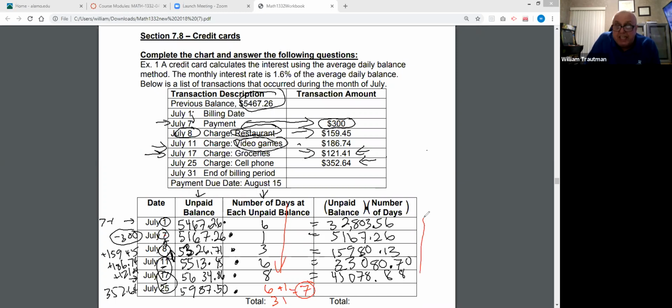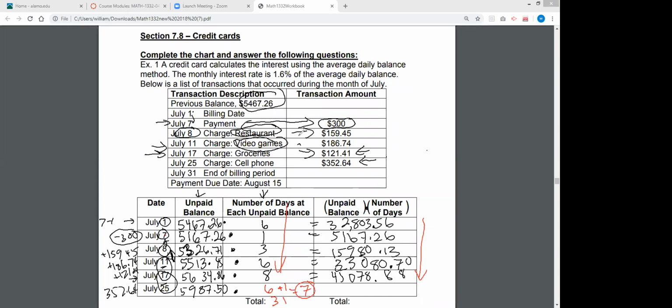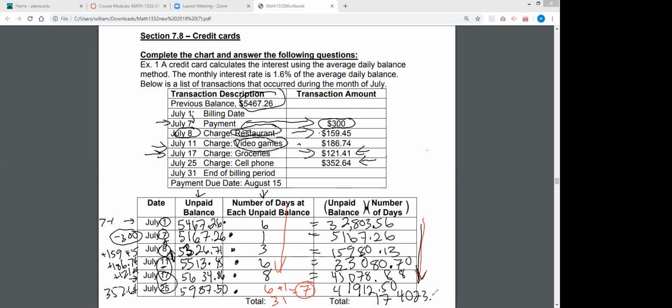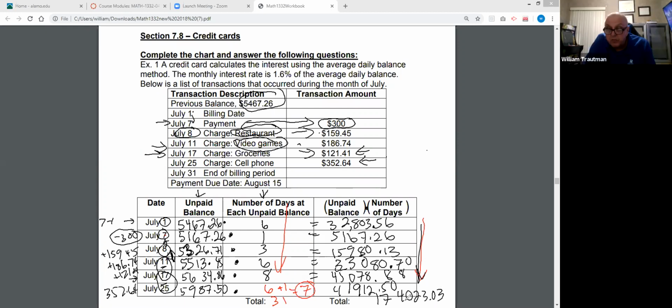We have to add these up going down also. By the way, I forgot to do 5987.5 times 7. So I've got to do that on my calculator. 41,912.50. Now add all of these up, and I'm going to tell you when I get 4023.03.